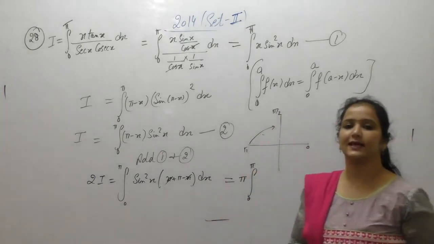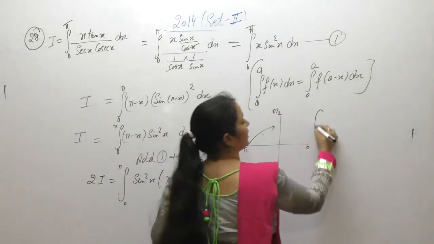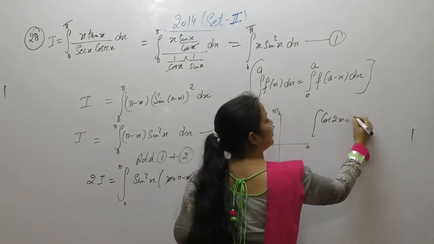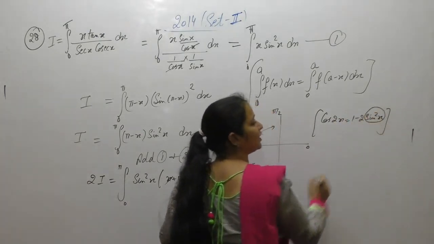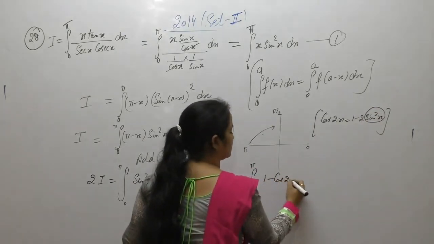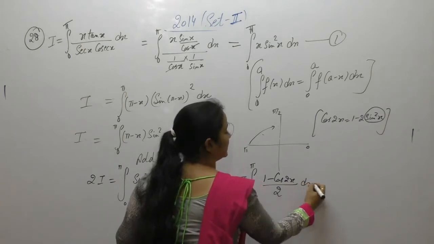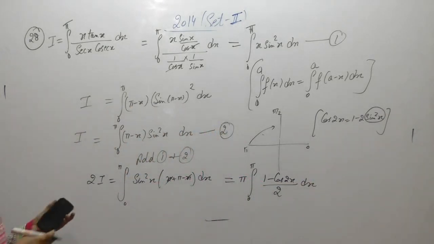For sin square x we do not have a direct formula. We have the formula cos 2x as 1 minus 2 sin square x. From here we can find the value of sin square x as 1 minus cos 2x upon 2 dx. Clear? Now we will have to solve the equation.